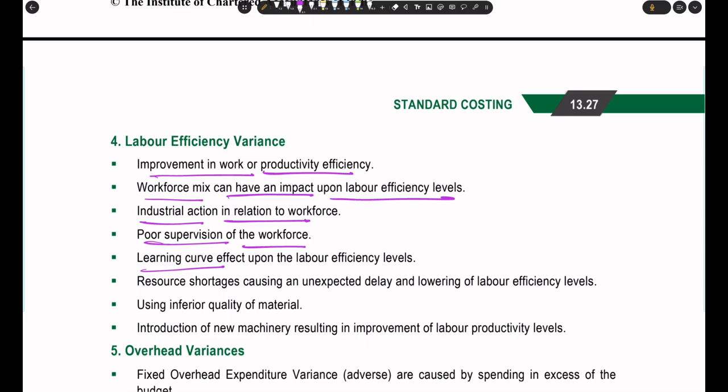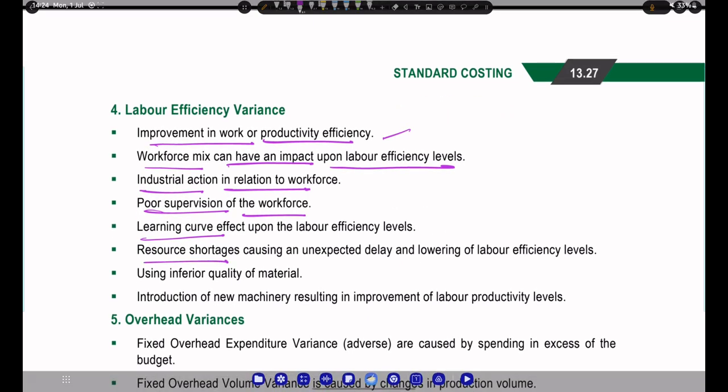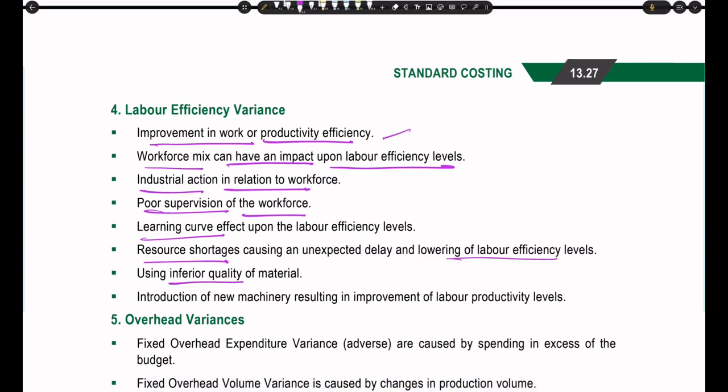Let's read again. Improvement in work or productivity, right? Then workforce mix can have an impact upon labor efficiency levels, right? Then industrial action in relation to the workforce, then poor supervision of the workforce. Okay, right? And learning curve effect upon the labor efficiency levels, right? And then resource shortages causing an unexpected delay and lowering of labor efficiency levels. Then using inferior quality of material, then introduction of new machinery resulting in improvement of labor productivity levels.